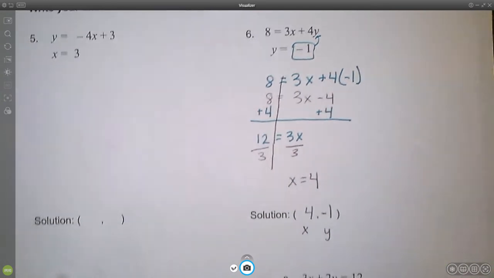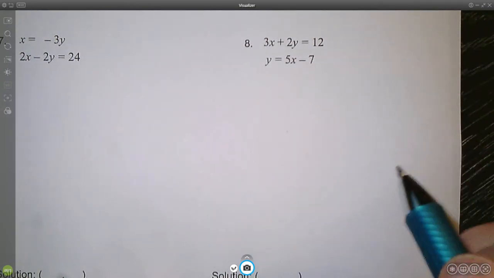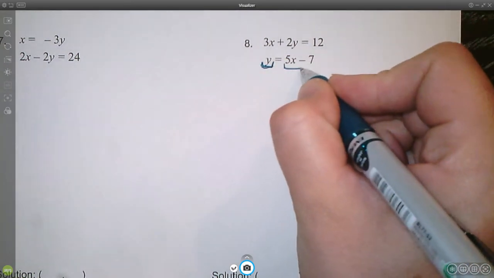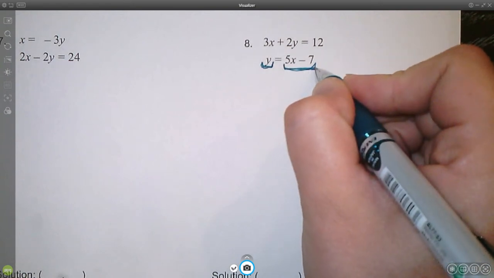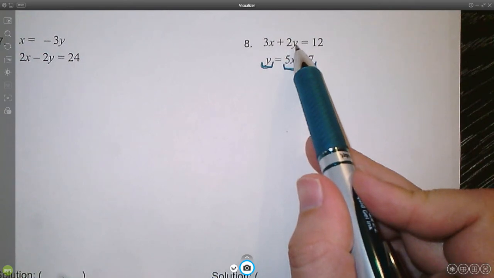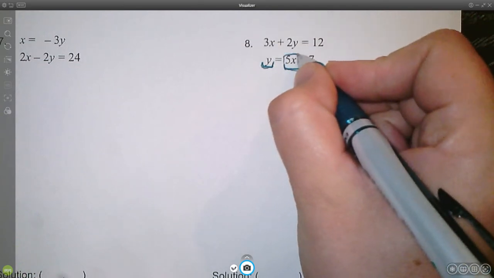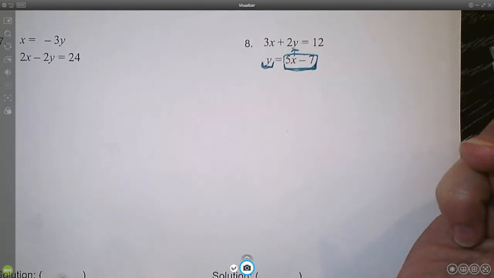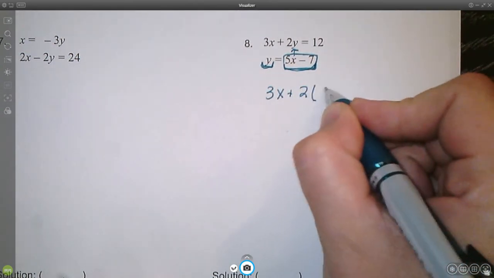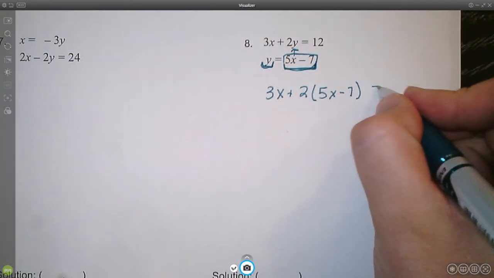Okay, moving on to number 8. So same thing. Now this time our substitute's a little bit different. Remember, this is kind of like your normal teacher, but now this whole thing is your substitute. So we're going to put this in for your quote normal teacher. So when I rewrite this first part, we're going to take this and put it in for y. So we have 3x plus 2 times 5x minus 7, and then equals 12.